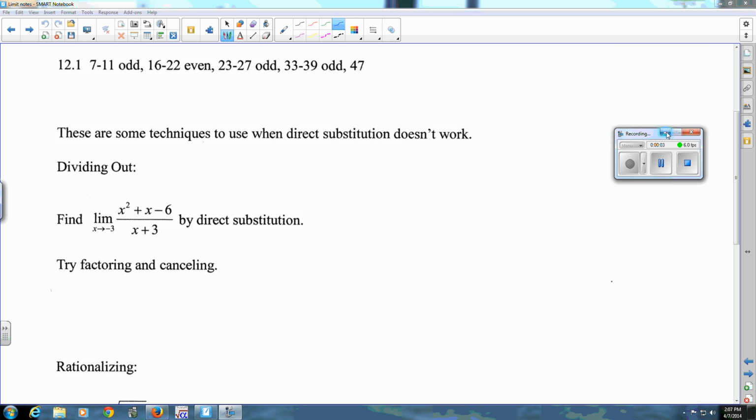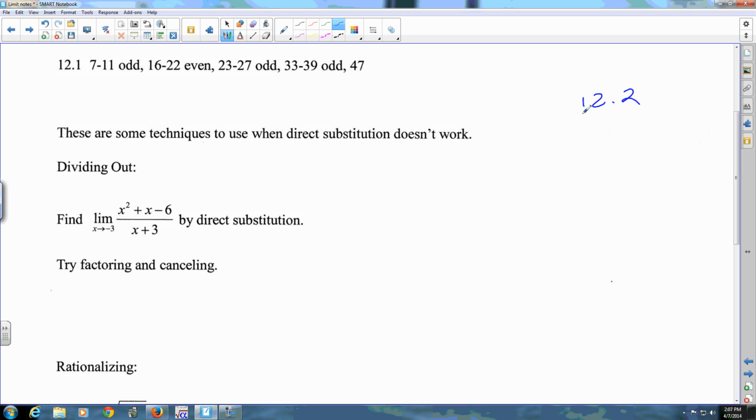Alright, you guys, this is for section 12.2 for pre-calc. Sometimes direct substitution doesn't work. Being able to say I want the limit as x goes to 0 of 3 over x, if I just take that and fill it in, I get 0 on the bottom. That doesn't help. You have to do something else.